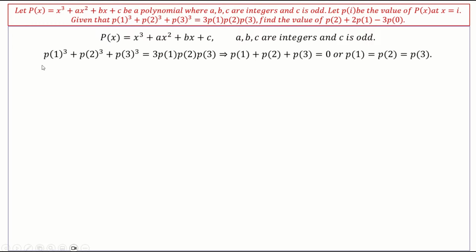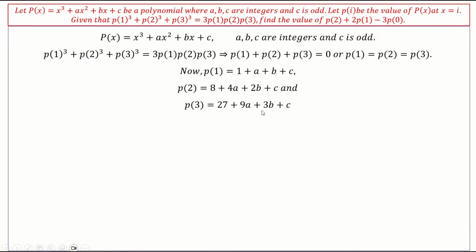Okay. So p1 cube plus p2 cube plus p3 cube equal to 3p1 p2 p3, which may imply p1 plus p2 plus p3 is 0 or p1 equal to p2 equal to p3. There are two cases basically. Okay, so let's try case 1. p1 equal to 1 plus a plus b plus c. p2 equal to 8 plus 4a plus 2b plus c.